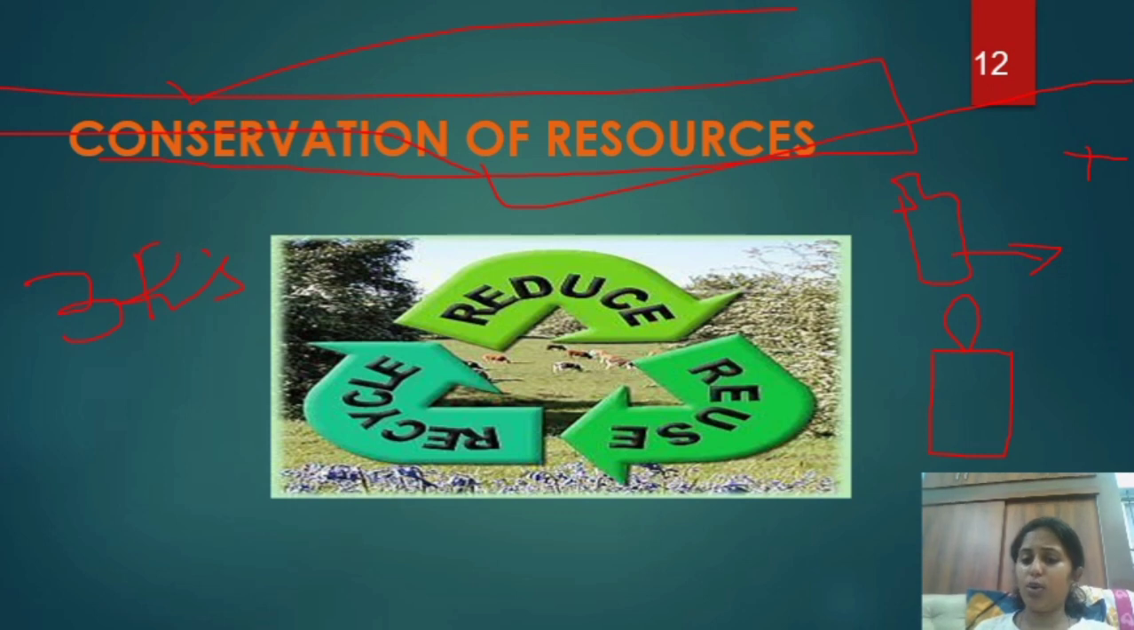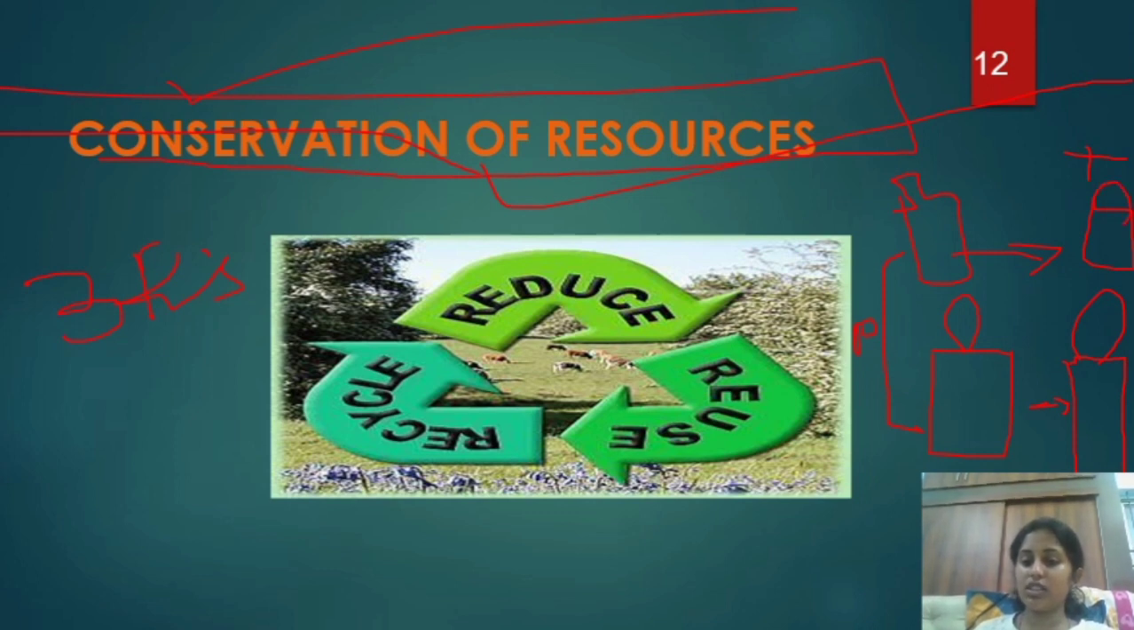Carry your own jute bags or cloth bags, which are made by your mothers or grandmothers. Or you can get them in the shop also. So there you are reducing the use of plastics. When you use jute bags, cloth bags or cotton bags, you're reusing them again and again.